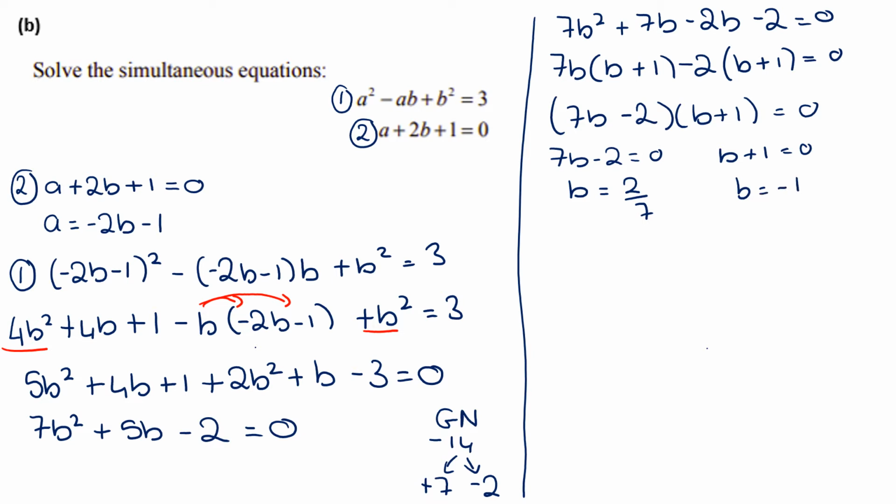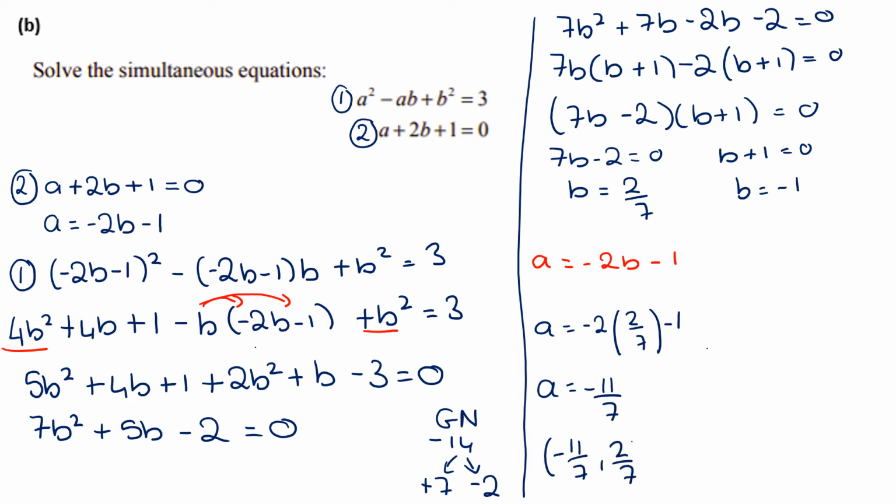So I go back now to the linear equation, but I go back to where I isolated the a. That's going to be the easiest one to work with. So all I'll need to do is sub in my b, and I'll have my answer straight away. So here a is equal to minus 2 times 2 over 7, take away 1. That gives us a is equal to minus 11 over 7, and then I generally would suggest that you write these as points. So if you don't have an x, y, like here in AB, write them in alphabetical order.